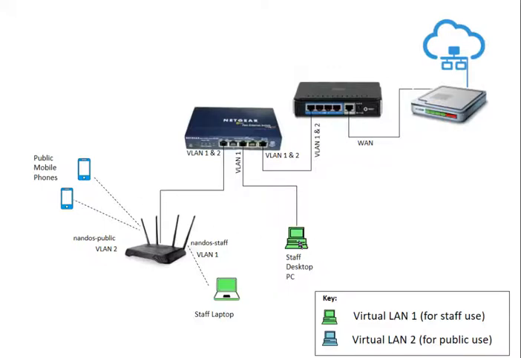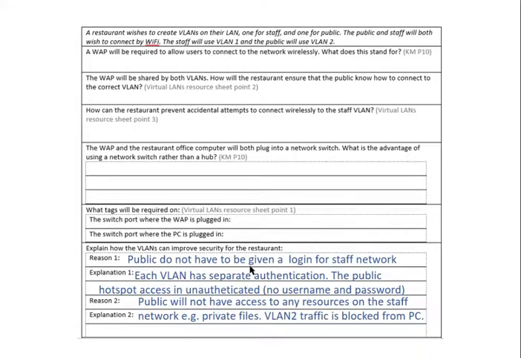Now, that is not what you'd want on the staff VLAN. You would want a username and password. So the fact you can have separate authentication systems on each of the VLANs means that you can have a nice secure staff logon with username and password, and a more open, unauthenticated access to the public VLAN. So the public do not have to be given a login for the staff network. And to explain that, each VLAN has separate authentication. The public hotspot access is unauthenticated, no username and password. And of course, the staff VLAN, VLAN 1, would need a username and password.